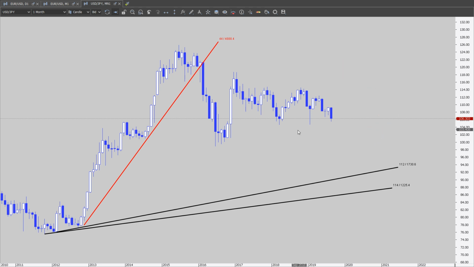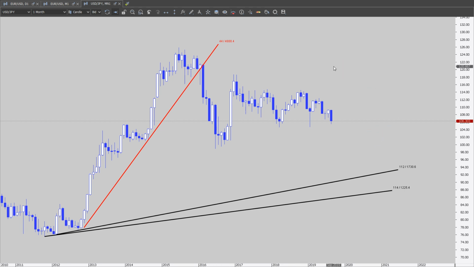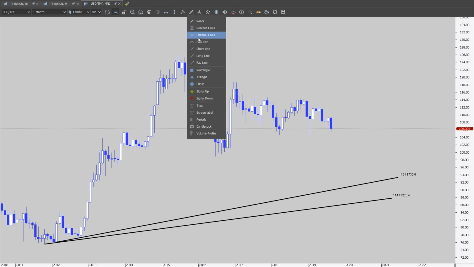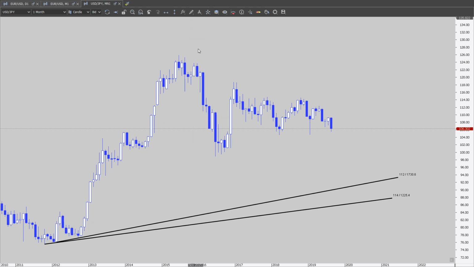Okay. Now, what else can we do? Well, we can draw from yesterday. Max was talking about a counter trend line. We can draw a counter trend line, right? Where are we going to start the counter trend line?